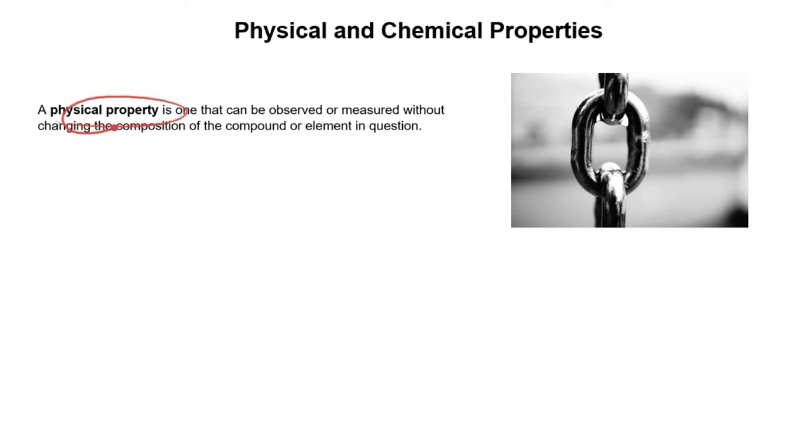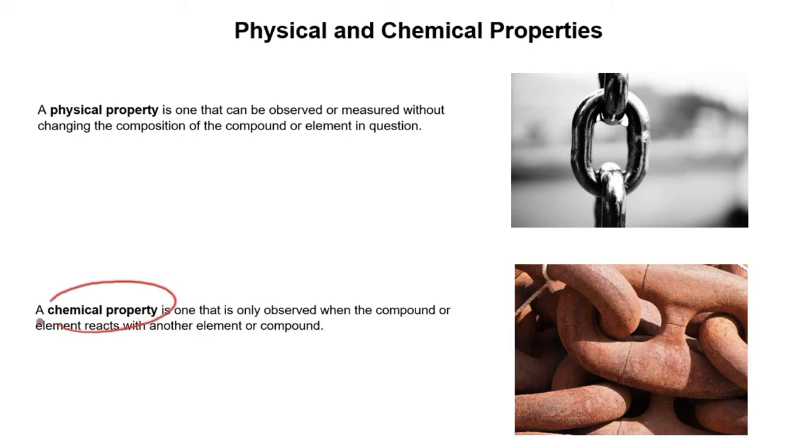Let's get some definitions up. A physical property is one that can be observed or measured without changing the composition of the compound or element in question. So for example, the iron in this chain has a certain density. It has a certain color or malleability. These are all physical properties of that compound.